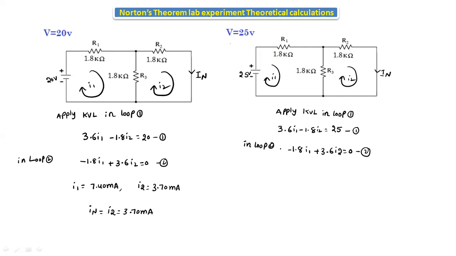From equation number 1 and 2, we will get I1 is equal to 9.25 milliamps and I2 is equal to 4.62 milliamps. The current passing through this branch is I2. So from this we can say that IN is equal to I2 is equal to 4.62 milliamps. So like this we will calculate the Norton's current for 15 volts, 20 volts and 25 volts.